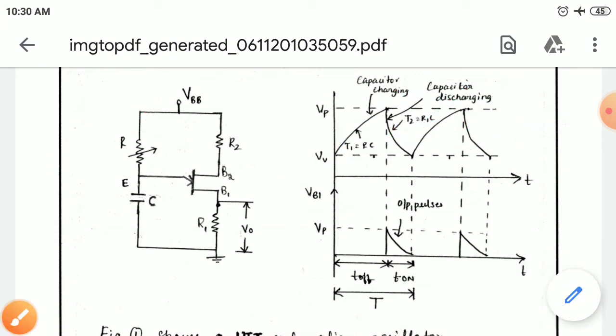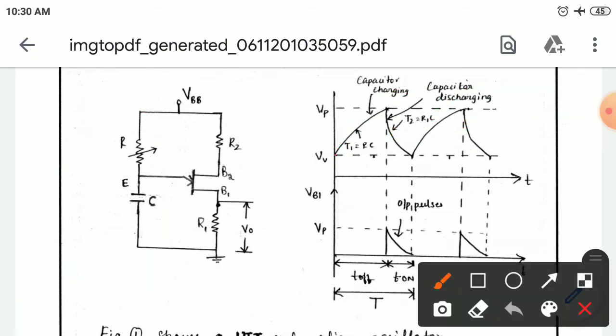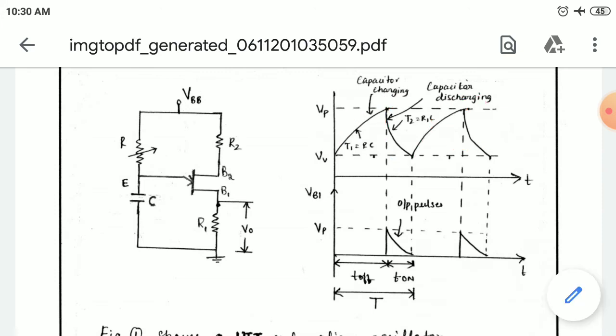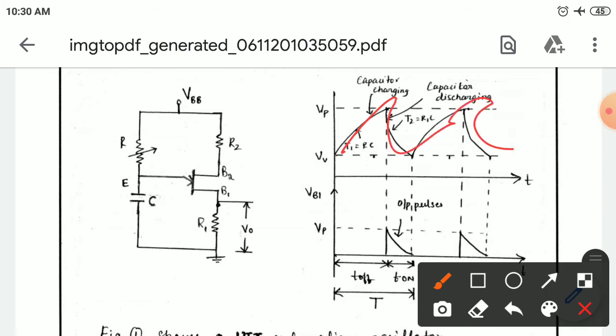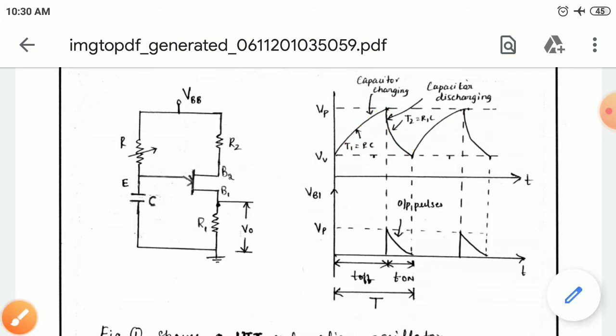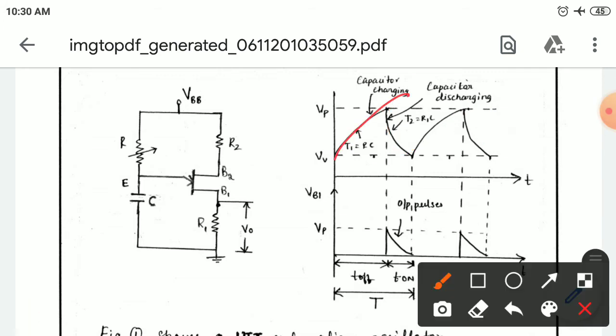This process will continue. During the rapid charging and discharging, peak pulses are produced, and these peak pulses are used to trigger the gate. See here, this is the charging period and discharging period. The sharp charging and discharging which takes place in the UJT leads to the production of sharp output pulses, and those pulses are used to trigger your SCR.